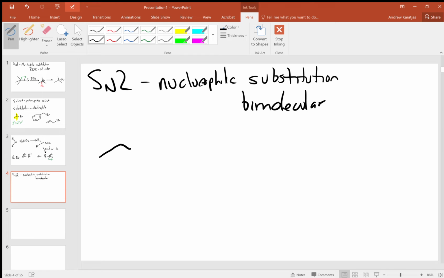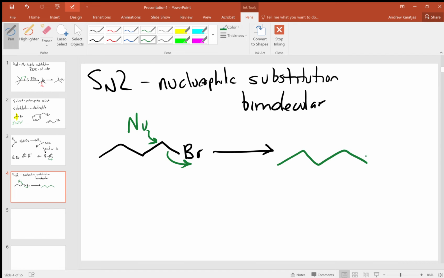An SN2 reaction occurs in a single step. We have some sort of alkyl group with a good leaving group, and a nucleophile attacks from the opposite side of the leaving group, and in a single step displaces the leaving group to give us our product.